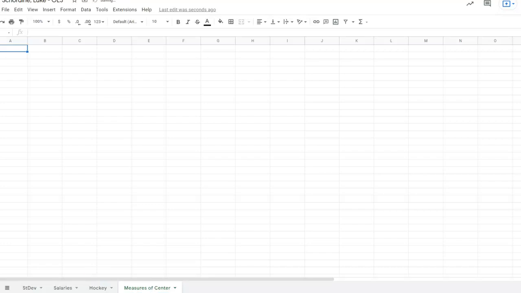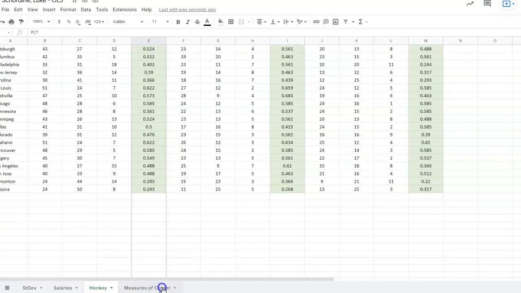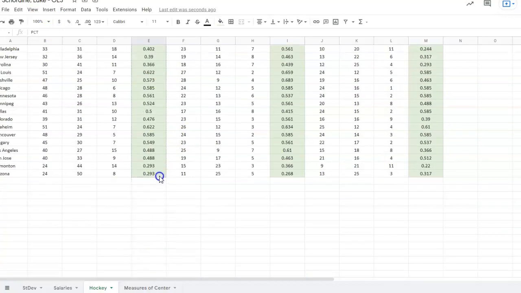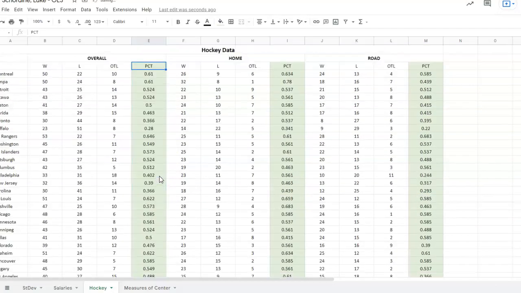And it asks us to copy only the overall percentage for the selected sport into the new sheet. We're going to keep all the labels for that column as well. So I'm going back to hockey, looking for overall percentage, and that looks like it starts here, and it goes down all the way to the bottom of the sheet here, which is row 33.